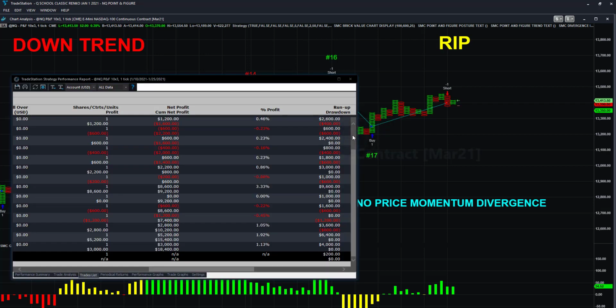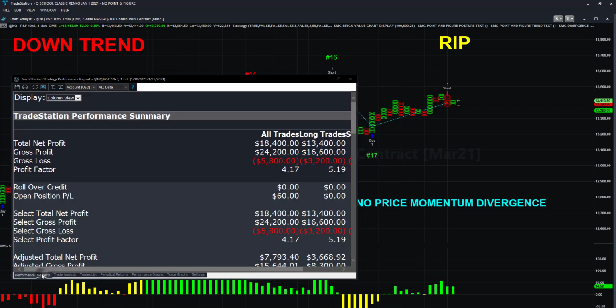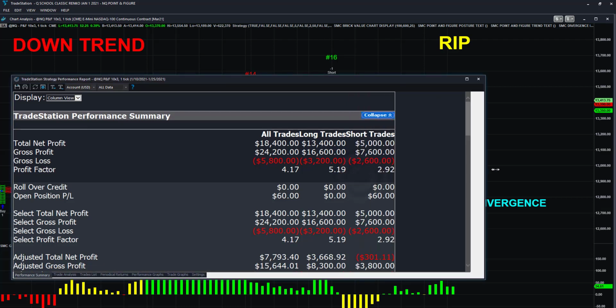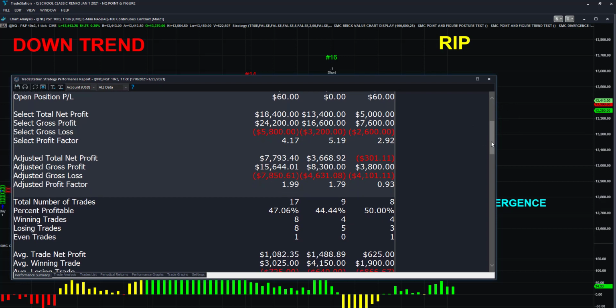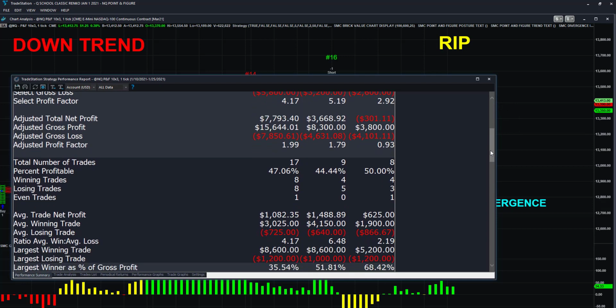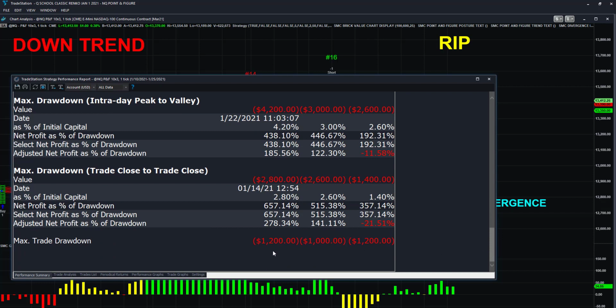Okay, this is it. The last 2 weeks. You want to see? I'll show you. There it is. So if you had traded this over the last 2 weeks, check this out. I hadn't even seen this. This is dead on accurate. Profit factor 4.17, 5.19 on the long, 2.92, 18 grand. 18 grand. 17 trades. Nearly 47% profitable. That's crazy good. The maximum trade drawdown, I think, was $1,200.